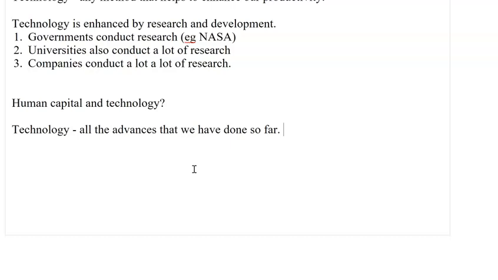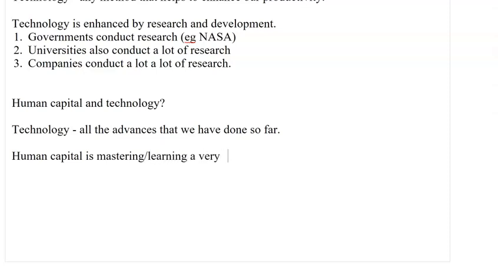So, let's say electricity and transportation and all those things that we have created. Technology is the whole sum total of all the information, all the research that we have done so far. As a human, I cannot get all that information in my head. So human capital is basically mastering or learning a very small amount of that technology.